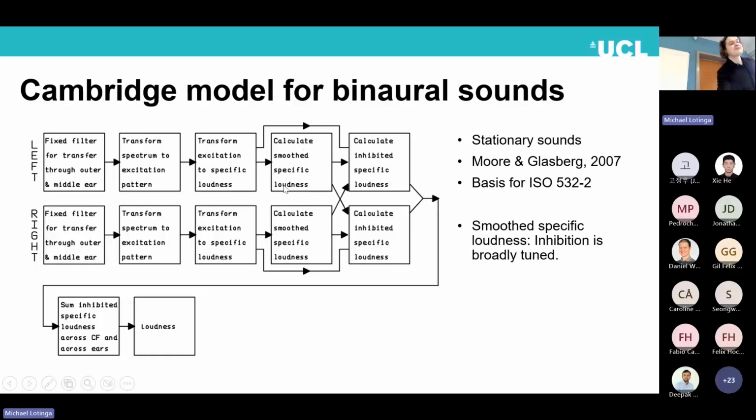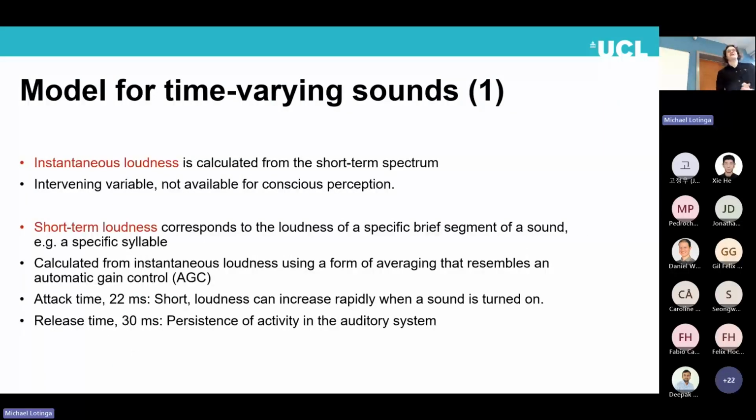But apart from that, it's very similar. So first we have outer ear, middle ear, we calculate excitation patterns, we transform that to specific loudness, and then we calculate the inhibited specific loudness on each ear, and then we sum across the two ears and across auditory filters to yield loudness. So this is still for stationary sounds, but as we know, most sounds in the real world are not stationary. They change over time, and they change all the time. It's to some extent the definition of a sound that we have changing amplitude.